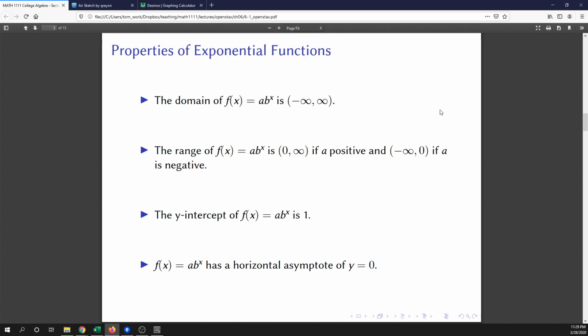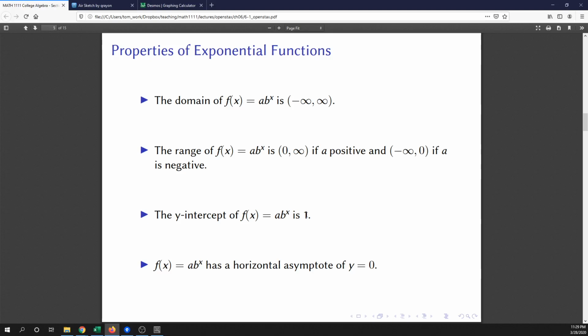All right, so some facts about exponential functions. The exponential function's domain is all real numbers, so it has no domain restrictions, so that's nice. The range depends on whether the number a is positive or negative, just like I showed you in the previous slides. If the number out in front is positive, then the range will be 0 to infinity. And if the number out in front is negative, then the range will be from minus infinity to 0. So all negative real numbers.